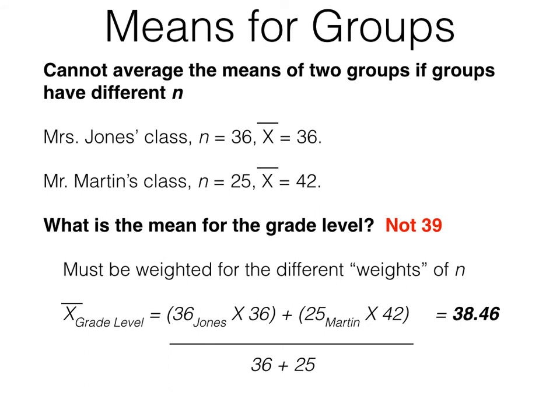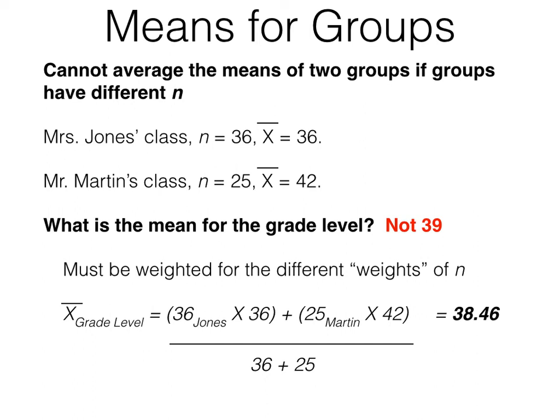Be very careful that you remember what means are. Remember that they're averages and they're based on the number of people in the group or the number of observations or scores. If you try to average the means of two groups, you have to weight for the size of the groups to get the actual average. So if Mrs. Jones' class has 36 students in it, and the mean on a test is 36, and then we've got Mr. Martin's class, he's only got 25 students who took the test, but their average was 42. We want to know what the mean is for the whole grade level. We cannot just add 36 and 42 and divide it by 2, which would be 39. The average is not 39.